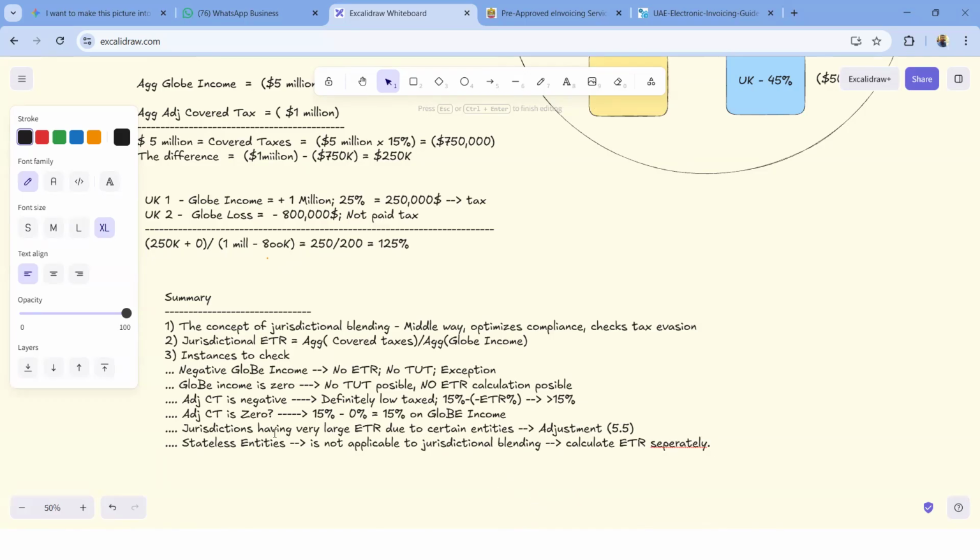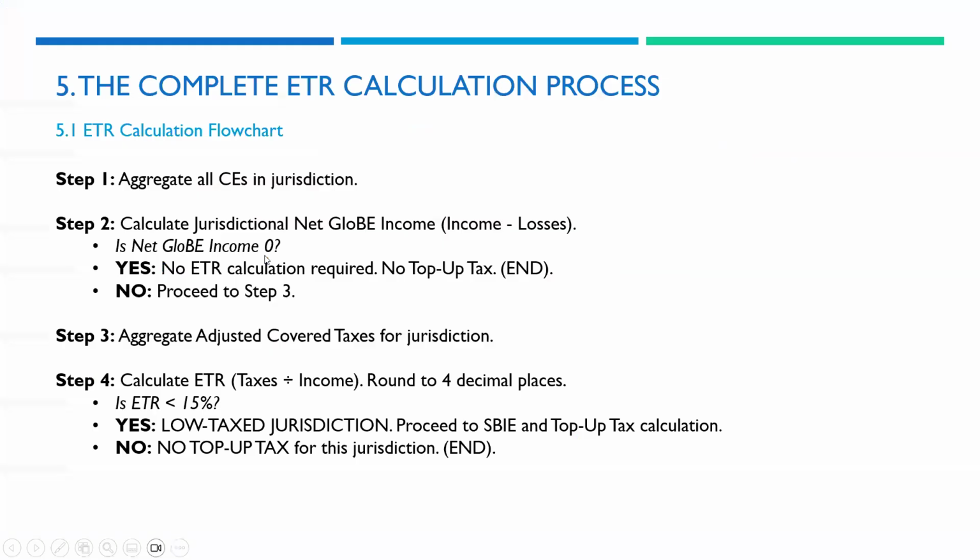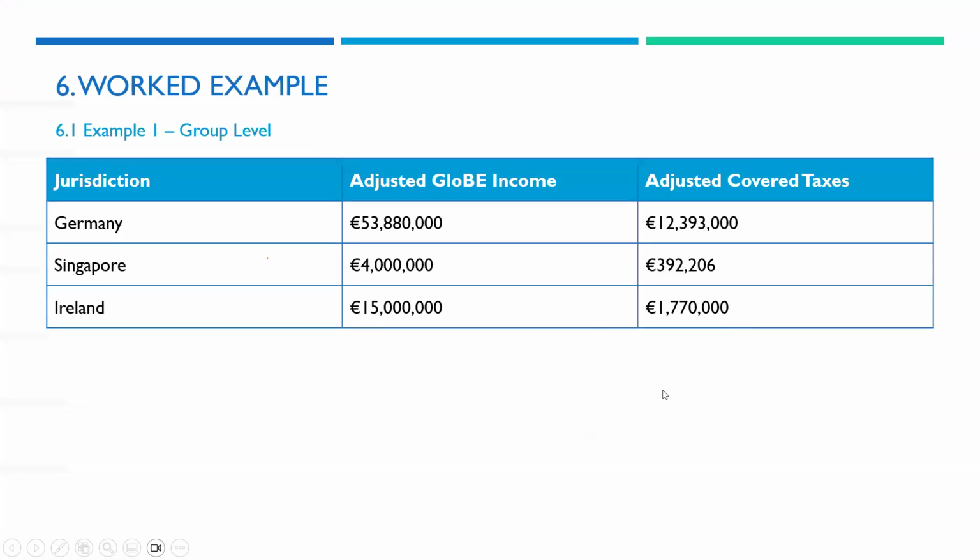So are these clear? It's relatively less difficult in terms of conceptual knowledge, it's more of an explainer. Is it clear? If it's clear, let's do a question. So these are basically the steps: aggregate all CEs in the jurisdiction, calculate net jurisdictional GloBE income, check if it is zero, and aggregate adjusted covered taxes. Then check whether it is low tax. So you know everything on how to calculate ETR. Now let's do this question.